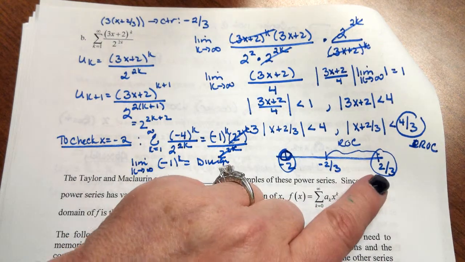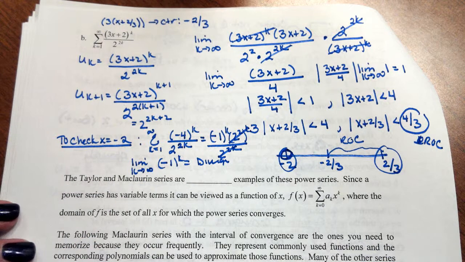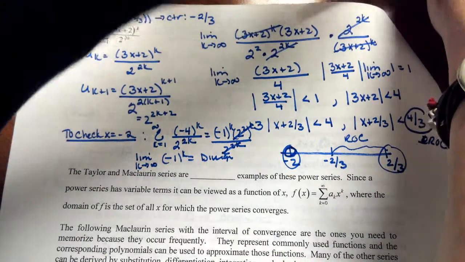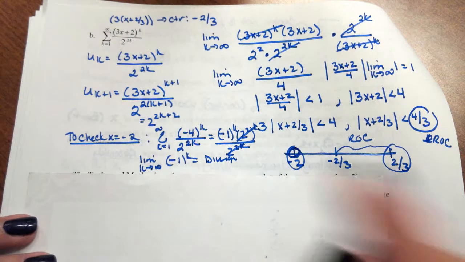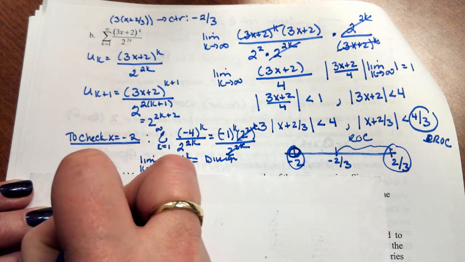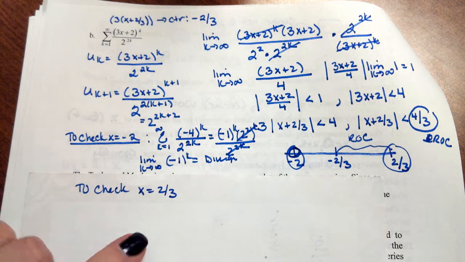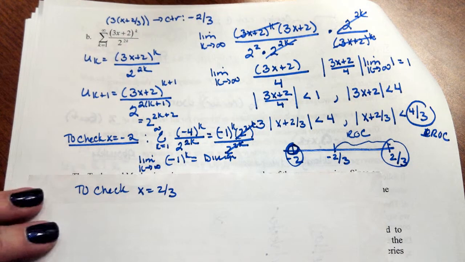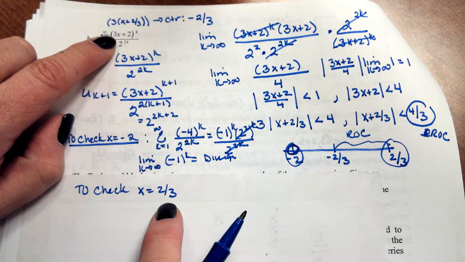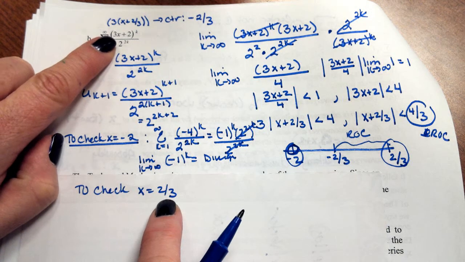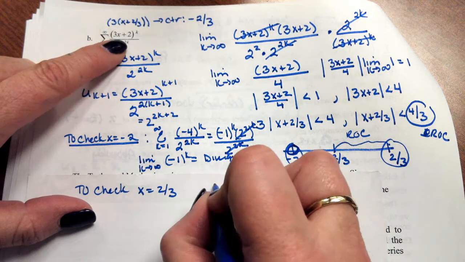So now I also need to check 2/3. When I check 2/3, I'm just going to get a separate sheet of paper so I don't squish it. So to check x equals 2/3, again, I'm going to take 2/3 and plug it back into my original series. 3 times 2/3 is going to give me a 2. 2 plus 2 is a 4.